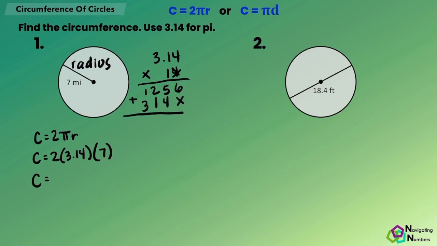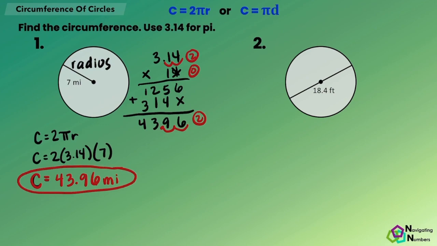Add them up. We have 6 plus 0 is 6. 5 plus 4 is 9. 2 plus 1 is 3. 3 plus 1 is 4. Include your decimals. So my circumference is equal to 43.96 miles.